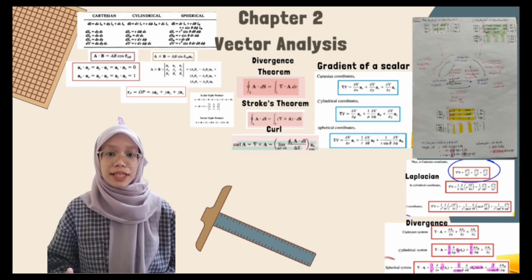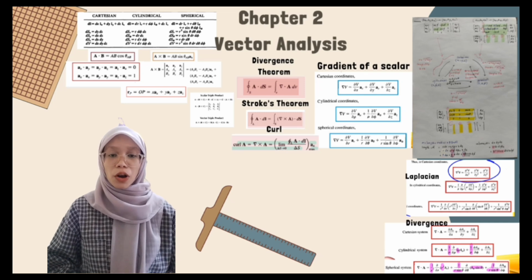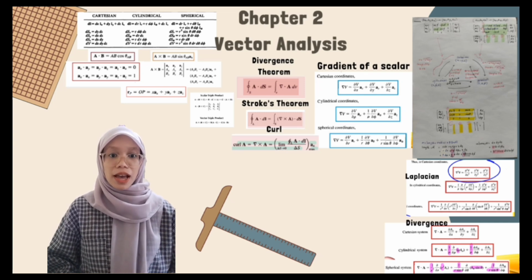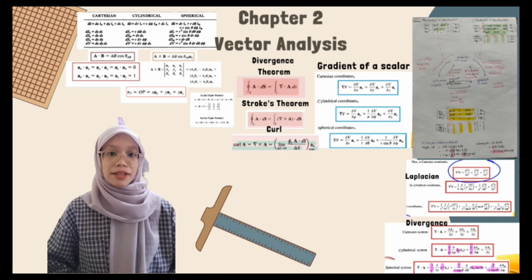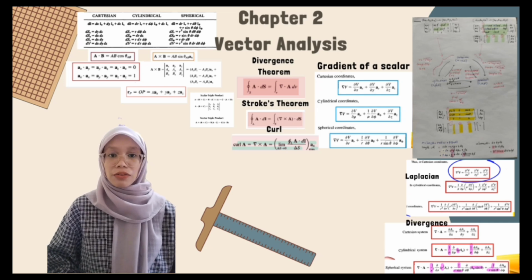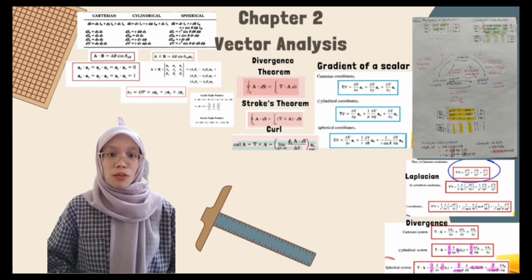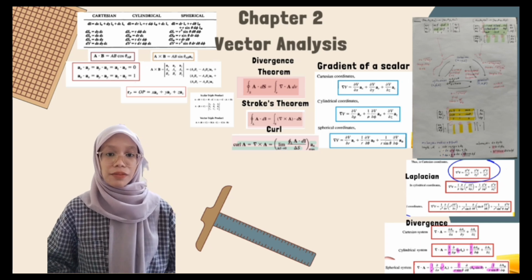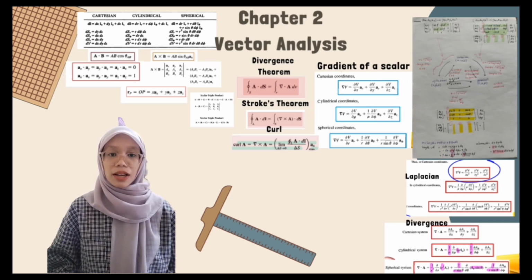A scalar field assigns a scalar value to each point, while a vector field assigns a vector with magnitude and direction. Cartesian coordinates use x, y, and z directions, while cylindrical coordinates use rho, phi, and z directions, while spherical coordinates use r, theta, phi directions. These coordinates have their specific ranges and transformations.